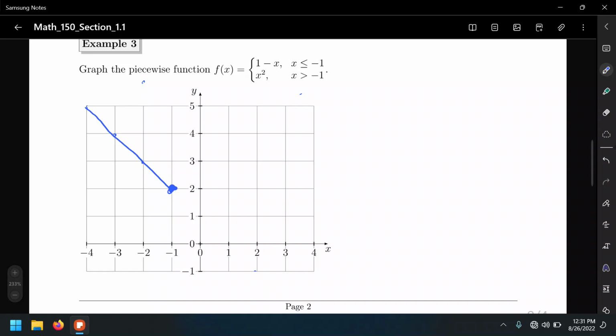For the parabola, for example, let's do 0 squared, that's 0, 1 squared is 1, 2 squared is 4, and how about -1 squared, even though it's excluded? The fact that it's excluded means a lot in here. So -1 squared is +1. However, we are going to have an open bubble in here.